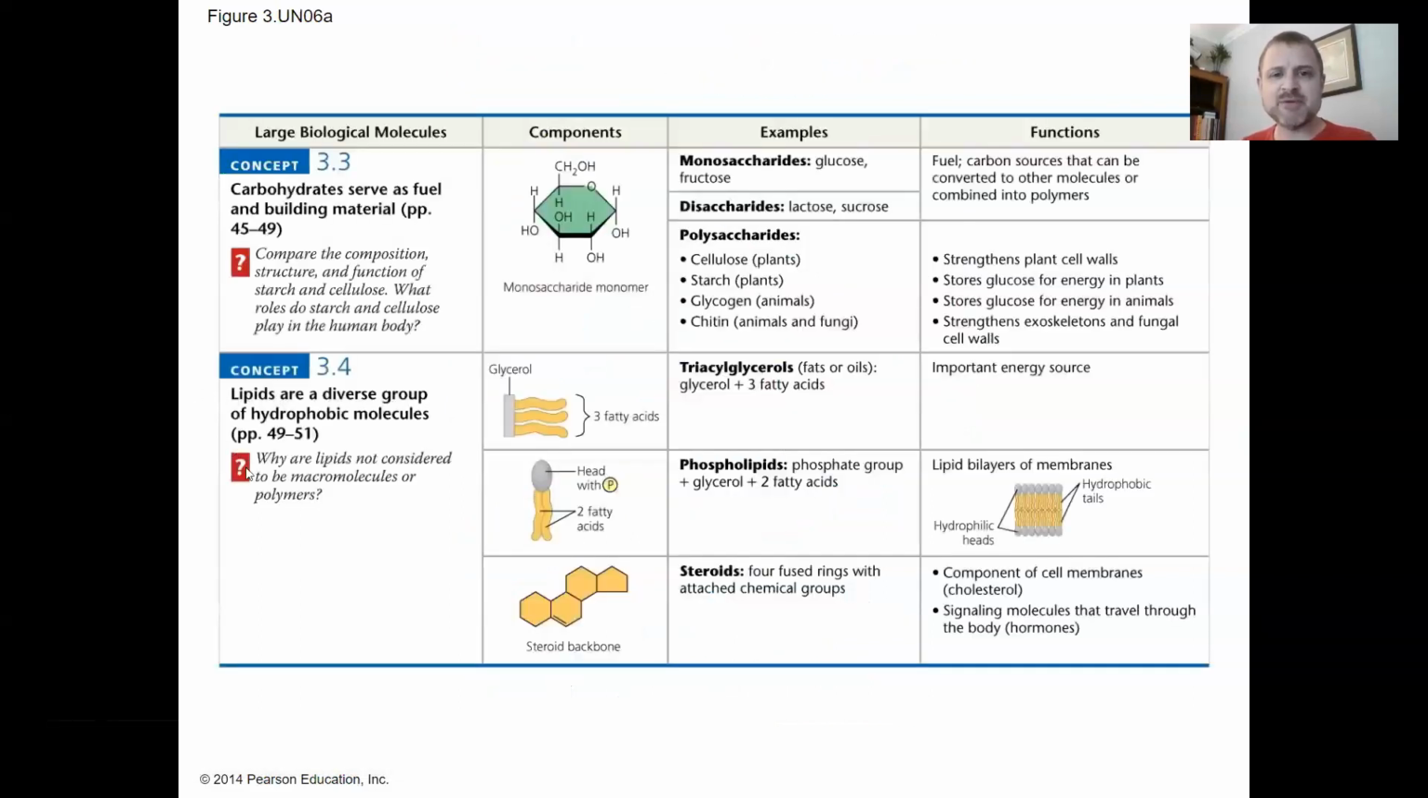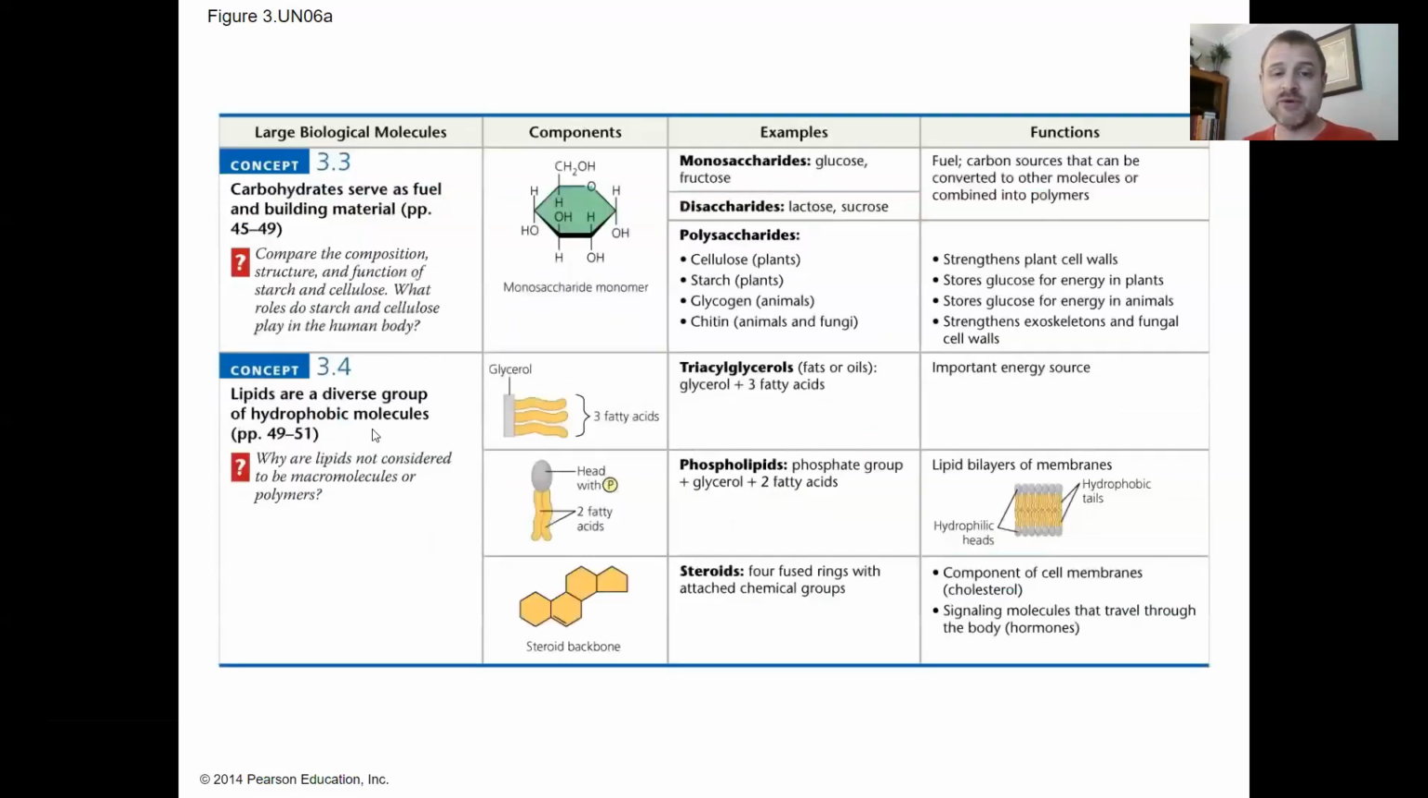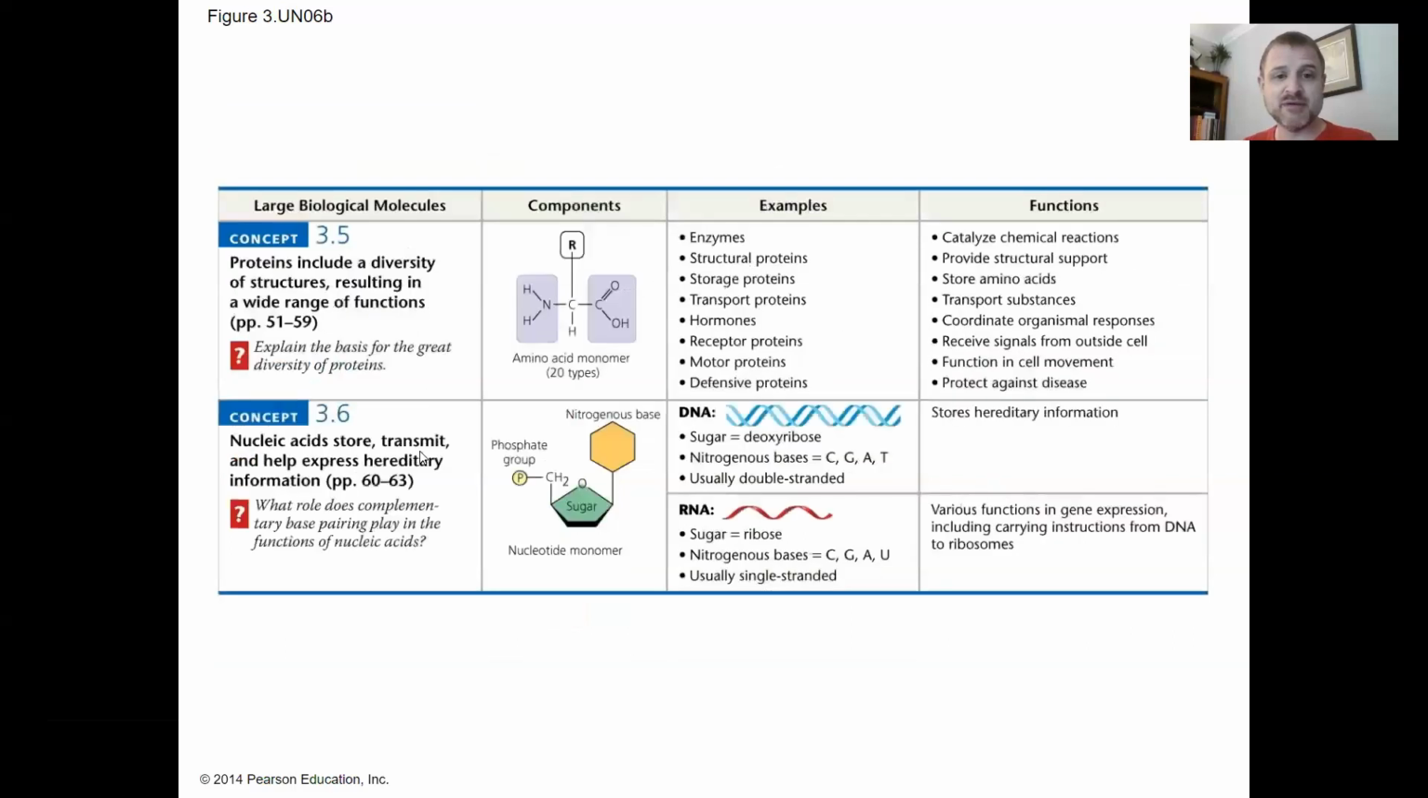To wrap it up, your textbook has these two diagrams which go through carbs, lipids, proteins, and nucleic acids. This is a great review if you want to see everything together on one page. This is from your book. Okay, that was a lot in one video. That's a super place to stop. So I hope that was helpful, and I will see you guys next time.